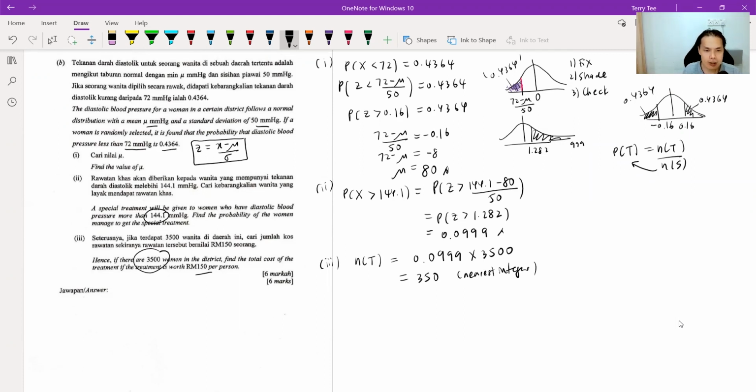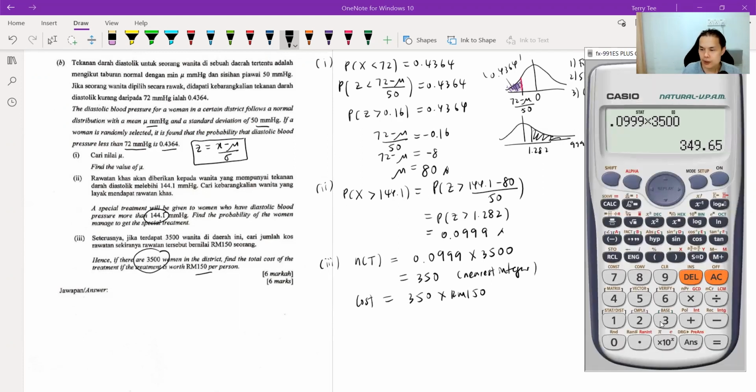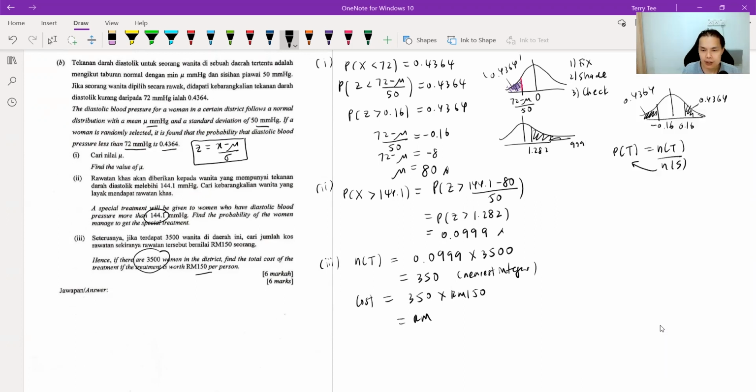Now, how much is the cost? To find the total cost, for one person the treatment cost is RM 150. So for 350 people, we multiply by 150. My cost is 52,500. Yeah, 52,500.